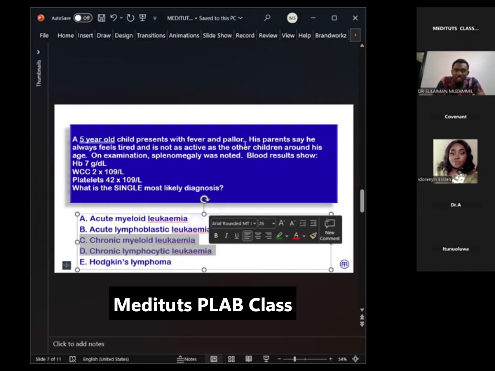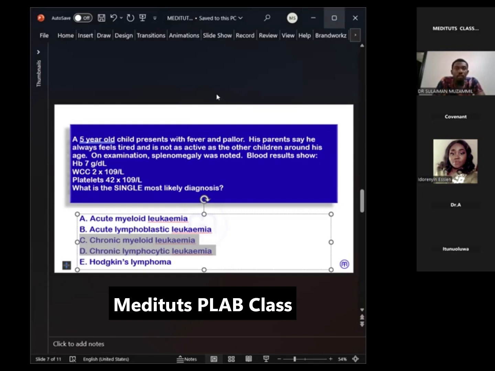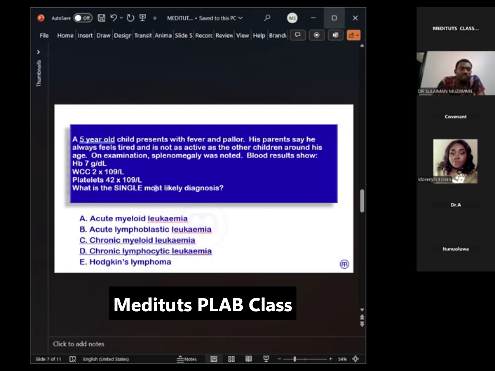Do you know why I'm trying to eliminate them, Dr. Covenant? First of all, chronic lymphoblastic is rarely seen in children, mostly in adults. Then for chronic myeloid, you will not have pancytopenia. Yes, it will mostly be leukocytopenia. Exactly. And both chronic forms of leukemia are more common in adults, not just children.